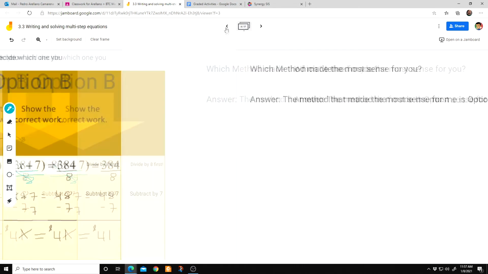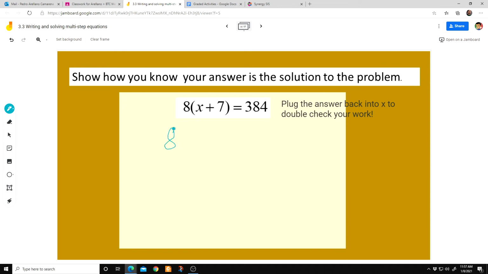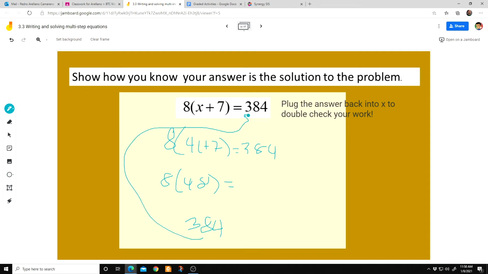Now, how do you check your work? Let's take the 41 and let's plug it in. So if I plug in the 41, I get 8 times 41 plus 7 is equal to 384. 41 plus 7 is, let's go ahead and get my calculator out real quick. 41 plus 7, 48. 8 times 48 is equal to 384. So fair enough, but boom, it does match that problem right there.